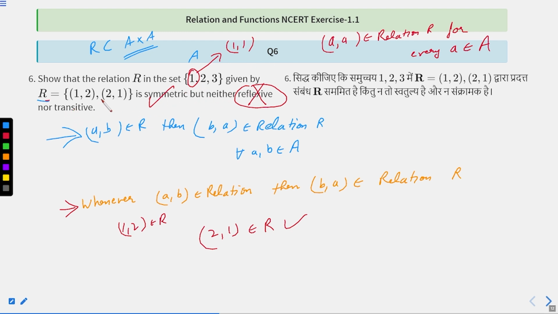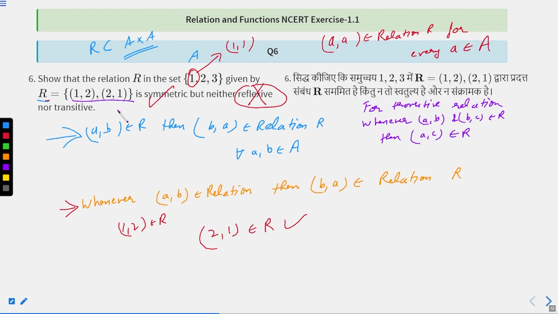Similarly, for transitivity, we know for a transitive relation, whenever A comma B and B comma C belong to R, then A comma C must also belong to R. If this happens, then the relation is transitive. If this doesn't happen, then my relation is not transitive.